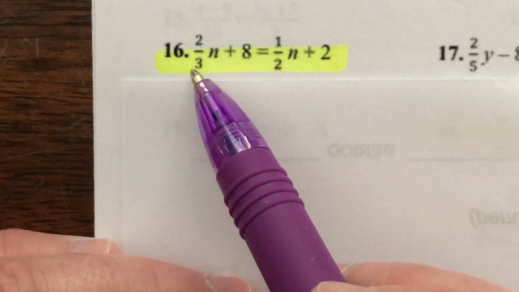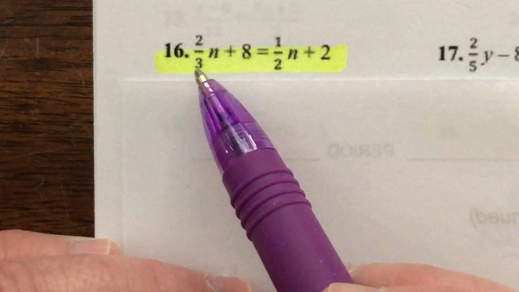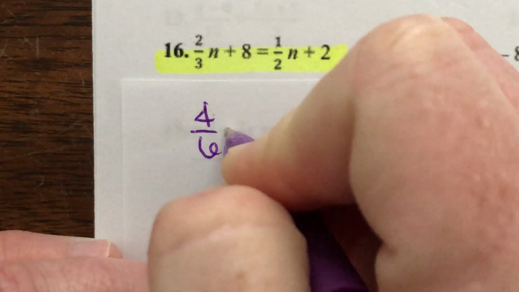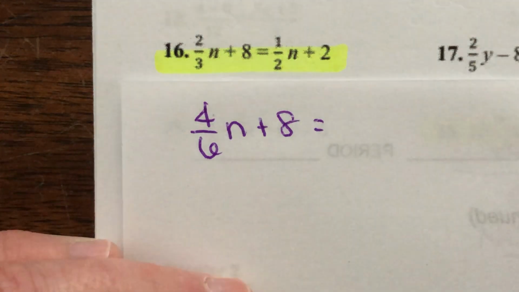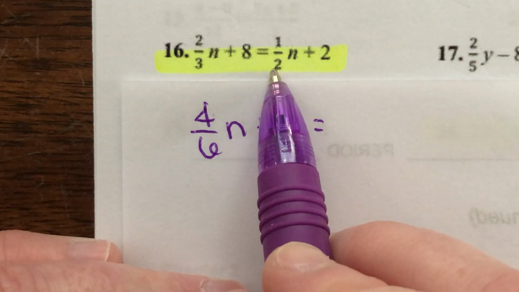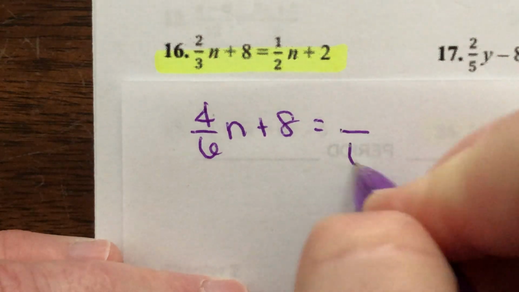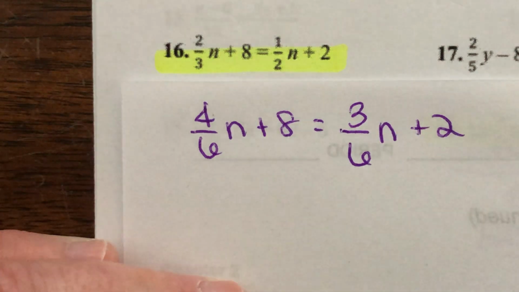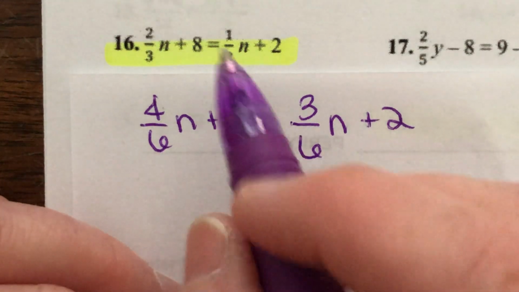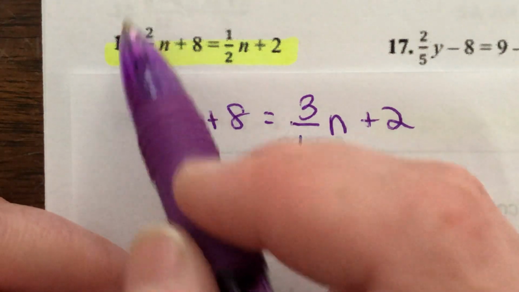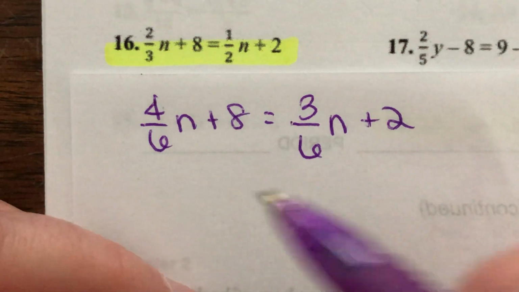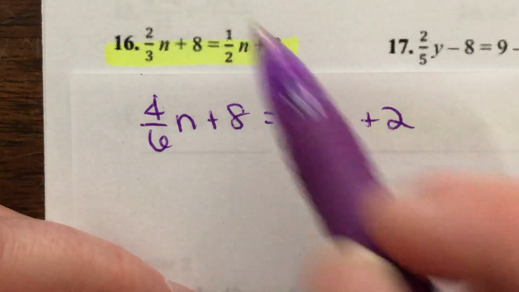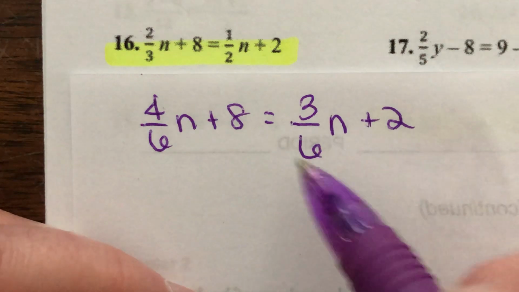6, right? So I multiply 3 by 2 to make it a 6. So I have to multiply the top by 2. So this is going to be 4 over 6n plus 8 equals, and then to make this guy a 6 on the bottom, I have to multiply by 3. So I have to multiply the top by 3. And I didn't change the value of this fraction. 2/3 is 4/6. They're the same thing. It just has a 6 on the bottom, but it's the same amount. 1/2 is the same thing as 3 over 6. It just has a 6 on the bottom.